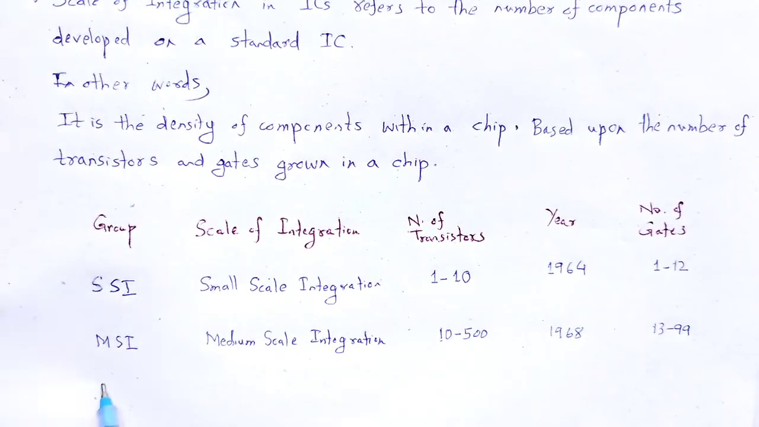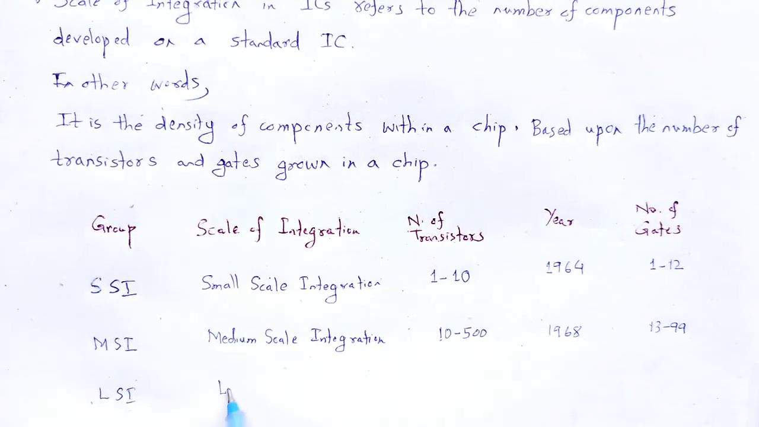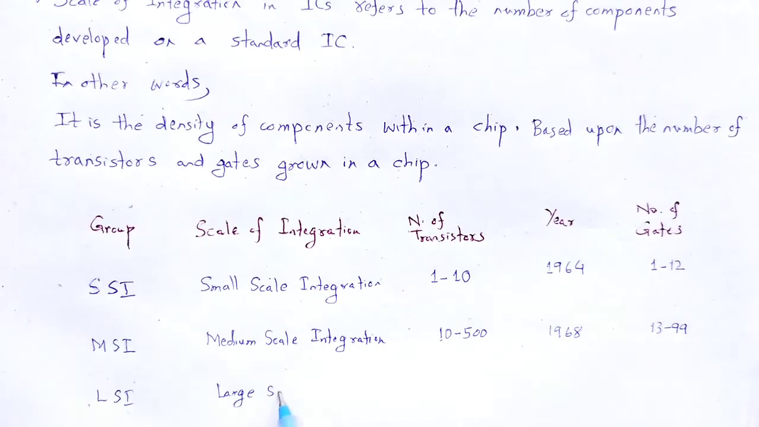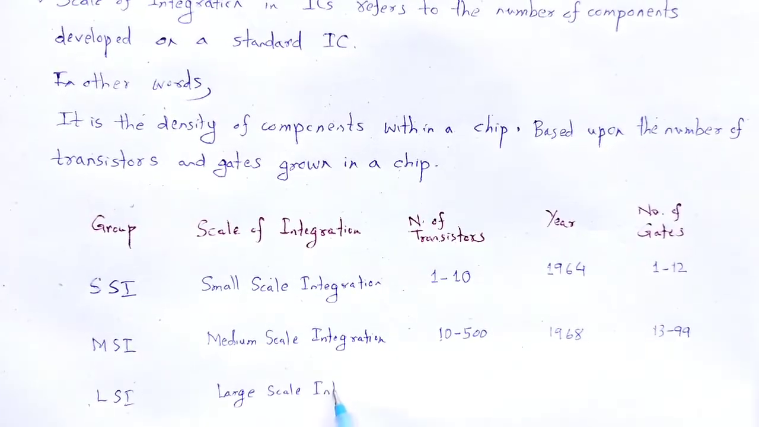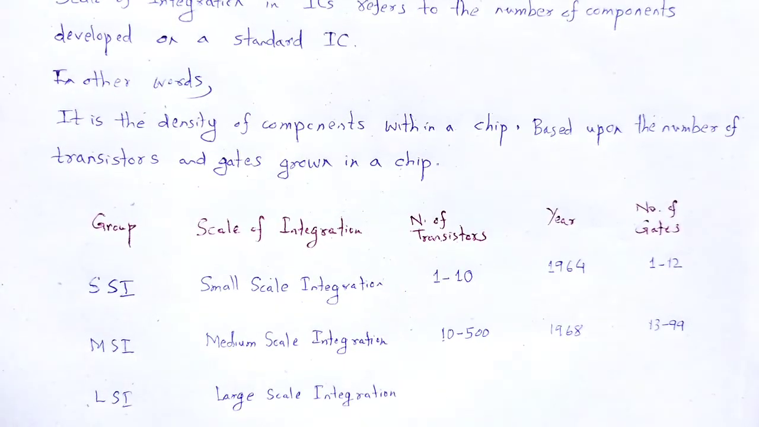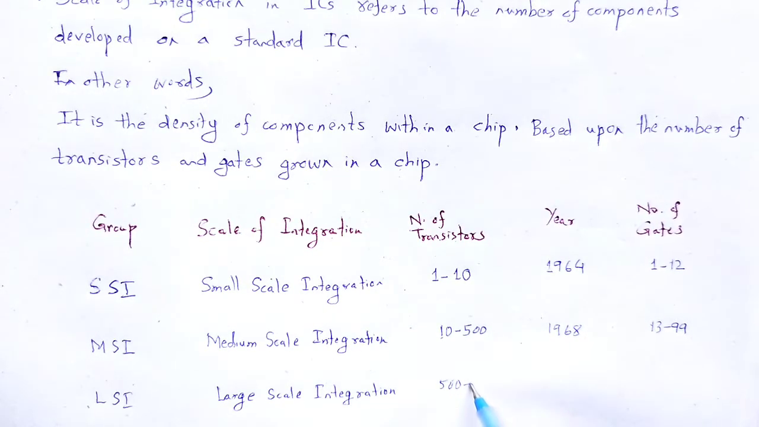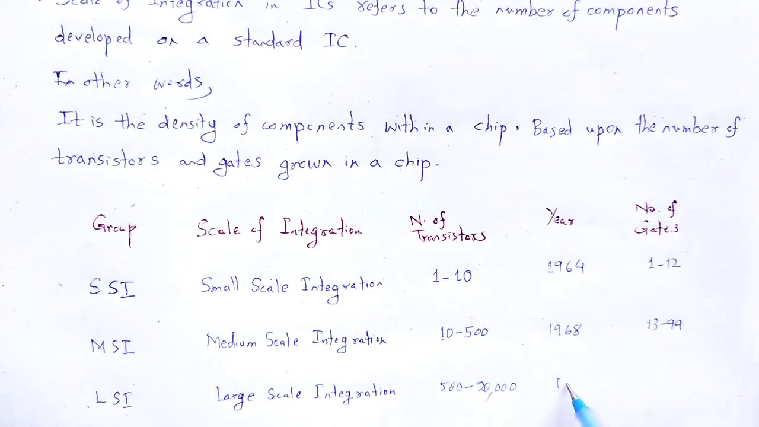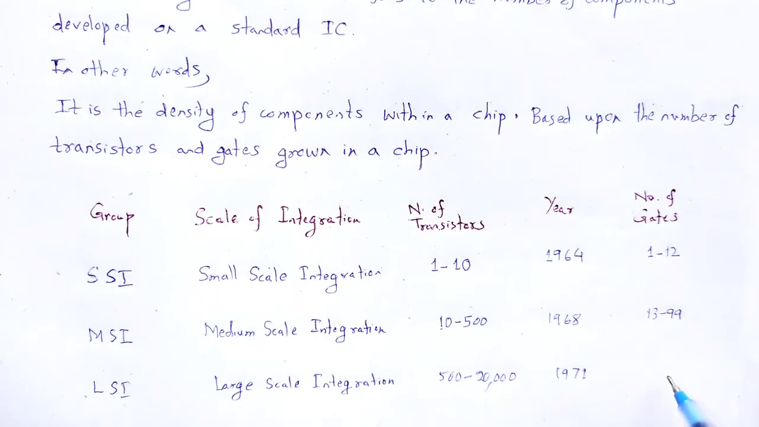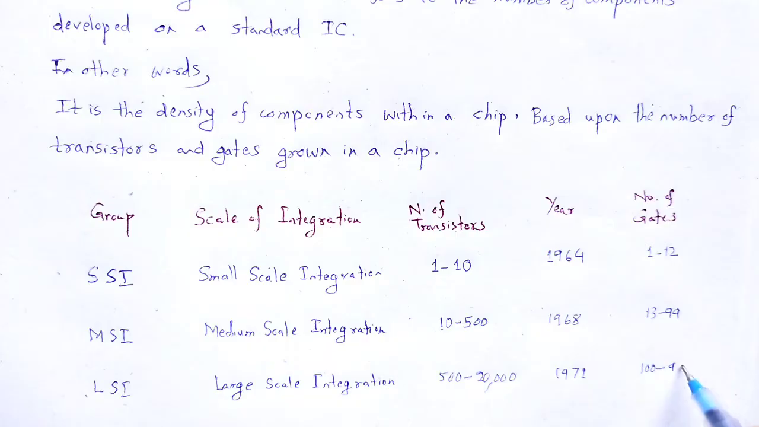Next, LSI, that is large scale integration. Number of transistors from 500 to 20,000, in the year 1971, number of gates 100 to 9,999.